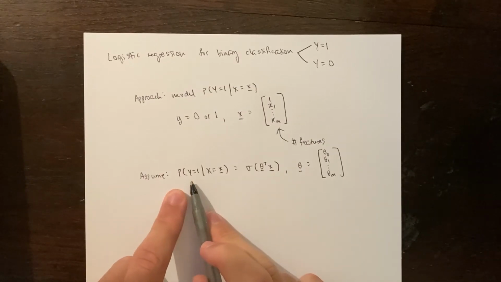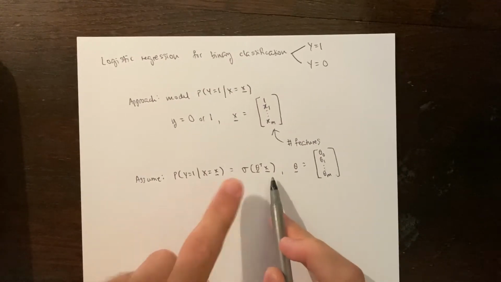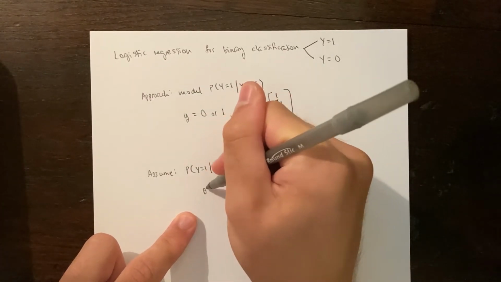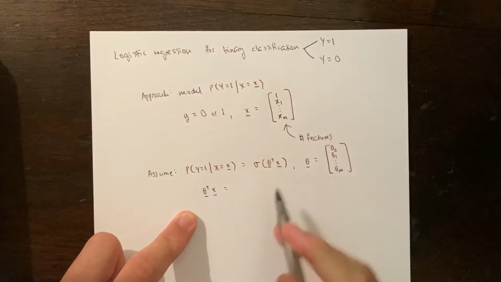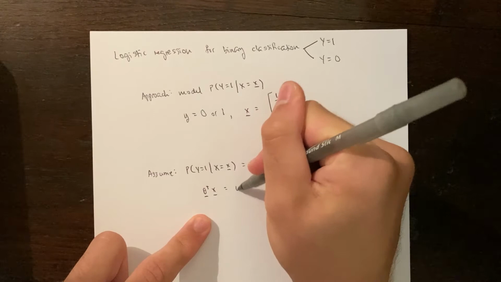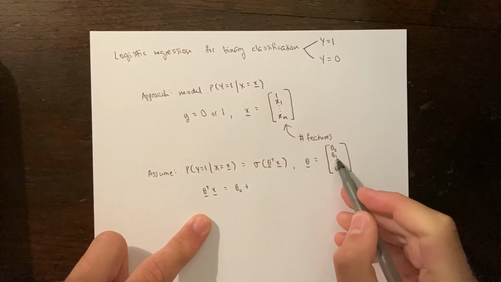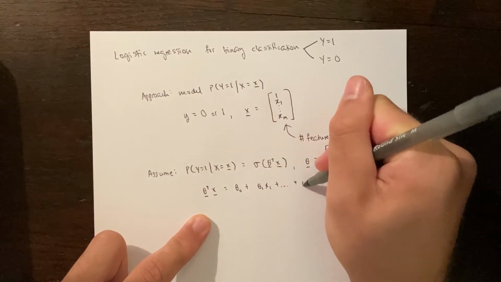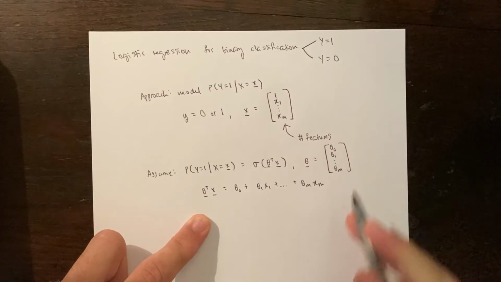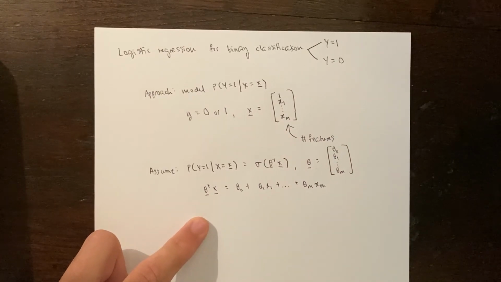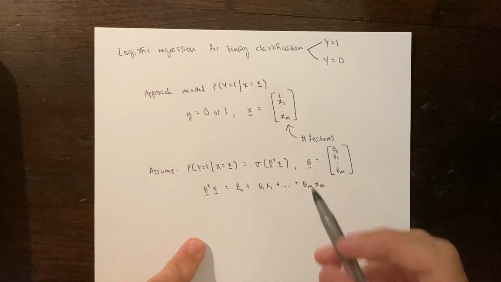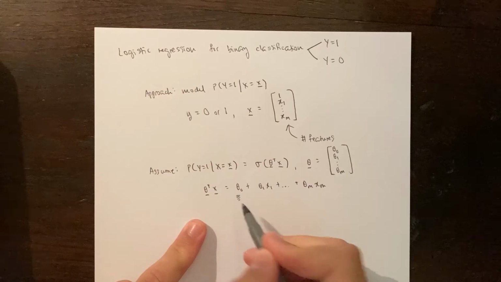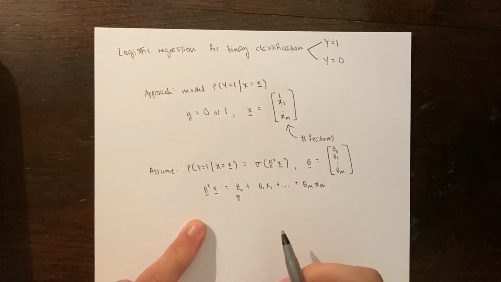But notice that our model of the probability that y equals 1 is based on a weighted sum of x. Because if we multiply this out, do theta transpose times x, this is going to be theta 0 times 1, which is just theta 0, plus theta 1 times x1, all the way down to theta m times xm. So this is a weighted sum of x. And we can see now that by setting the first element of x equal to 1, we have this intercept or bias term in this weighted sum, and it'll become clear later why we want that.